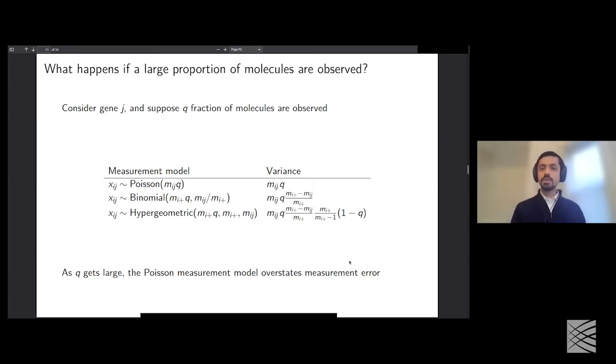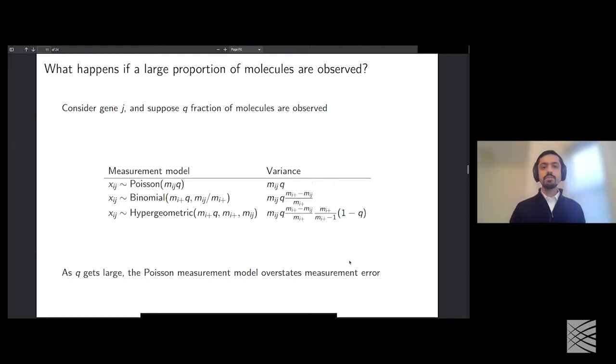So it's another important question that isn't answered yet, which is what is the relative importance of these two different sorts of problems, in one case overstating, in the other case understating, the level of measurement error in the data.